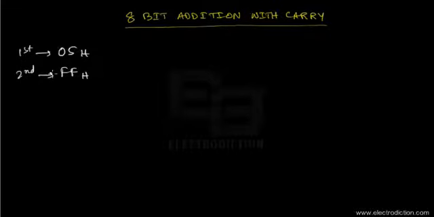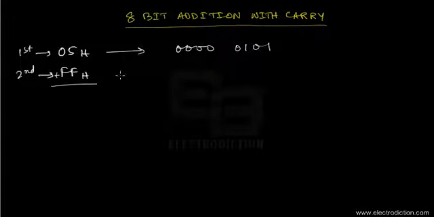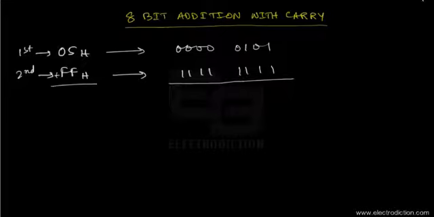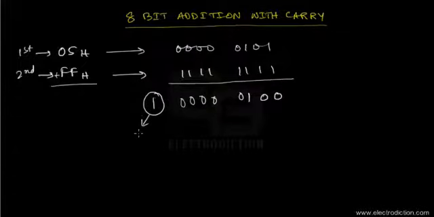Now if we need to add these two up, first we need to convert them into their corresponding binary forms. For 05H we get four zeros and then 0101, and for FF we get all ones. Now if you just go forward and add them, you're going to get this sort of result. We can see that the result is larger than 8 bits. This means that it has basically generated a carry bit. There you can see the carry bit being generated.